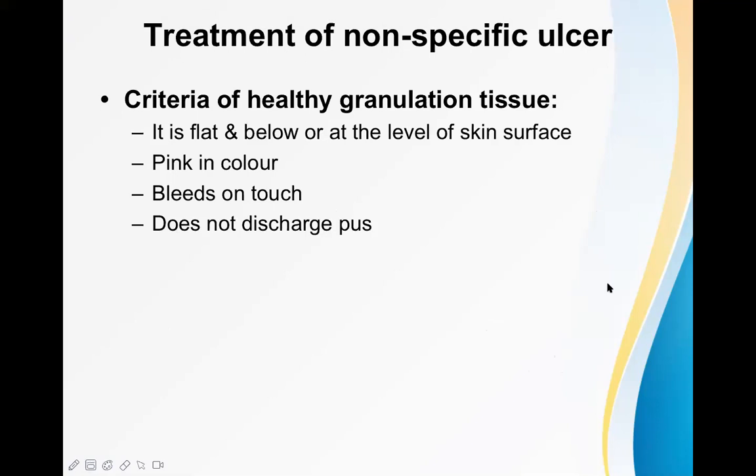Now, another important part: what is the criteria of healthy granulation tissue? What type of granulation tissue is called healthy? Now, if I ask the student, the answer will definitely come. But all of you please see there. It is flat and below or at the level of the skin surface. It should not come above the skin surface usually. Second, it is pink in color because of the active blood vessels. It should bleed on touch. This is a sign of healthy tissue. And then it doesn't discharge pus or any other suspicious type of discharge. It should only have a minor amount of serous discharge, if any is present. So these are the features of healthy granulation tissue. The important points here are pink in color and bleeds on touch.